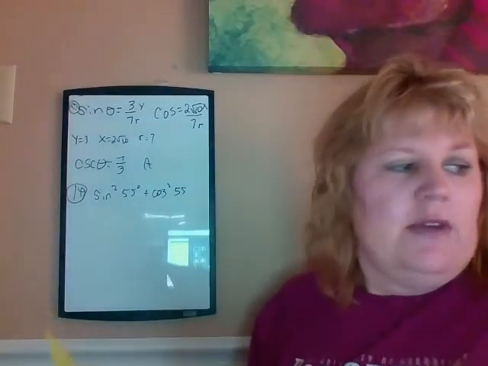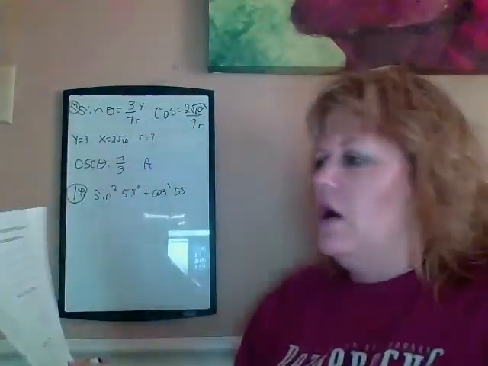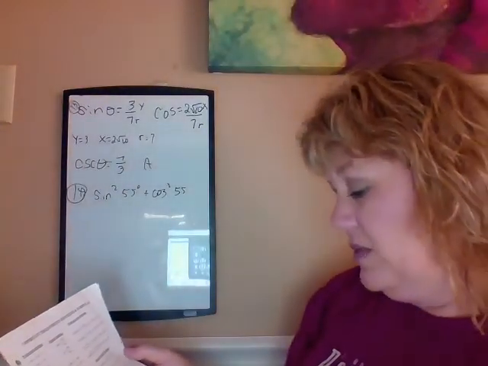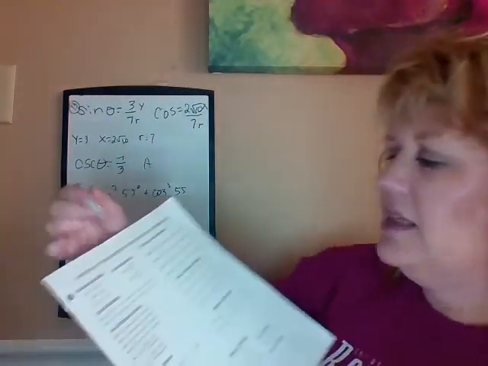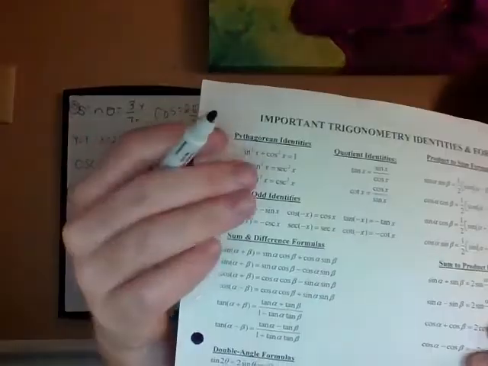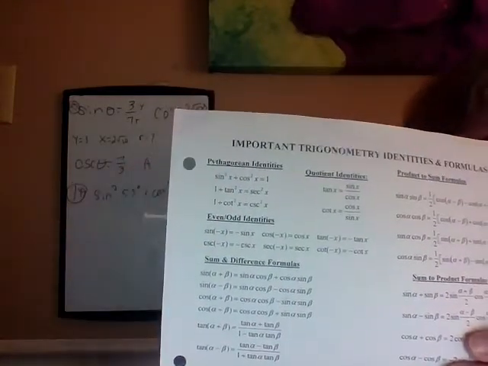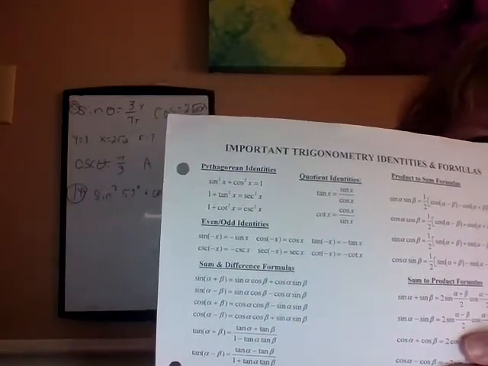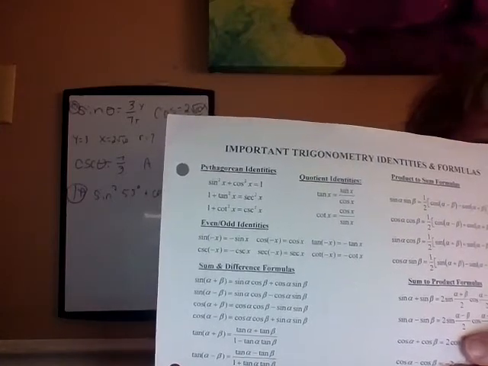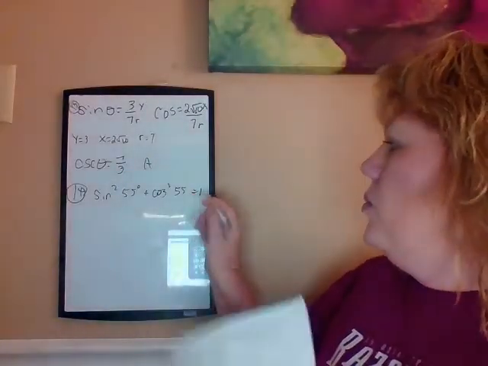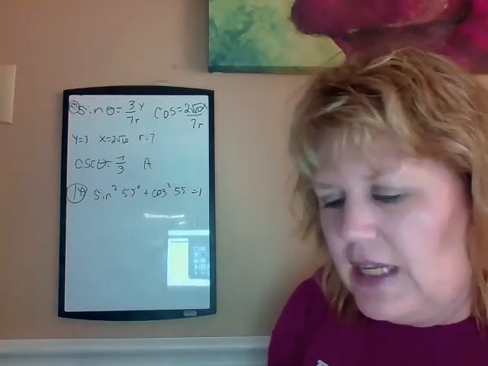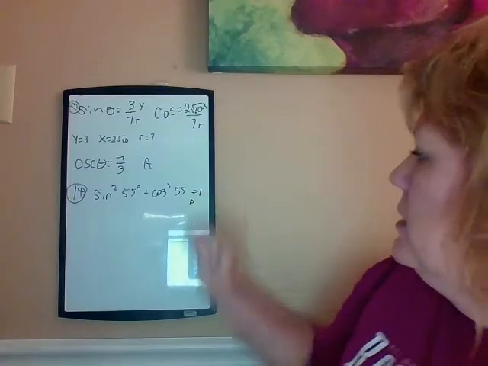Use an identity to find the value of the expression. Let me find the identity sheet that is laying here. I'm looking at the one that has something to do with sine squared. And I see it at the very top. It says Pythagorean identities right here. And it says sine squared of x plus cosine squared of x equals 1. What that means is any angle you have, if you take the sine squared of that angle and the cosine squared of that angle and you add it together, you're going to get 1. So number 14, the answer is A, 1.